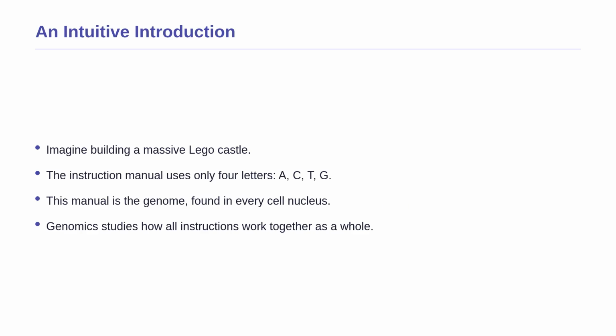Let us start with a simple analogy. Imagine you are trying to build a massive, incredibly complex Lego castle, but the instruction manual for this castle is written in a language with only 4 letters: A, C, T, and G. In biology, this instruction manual is called a genome.